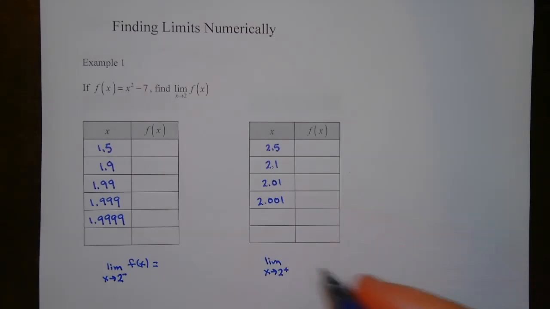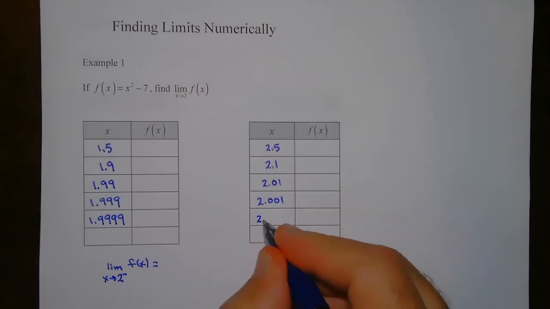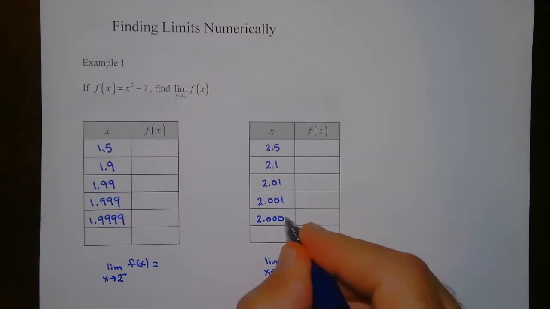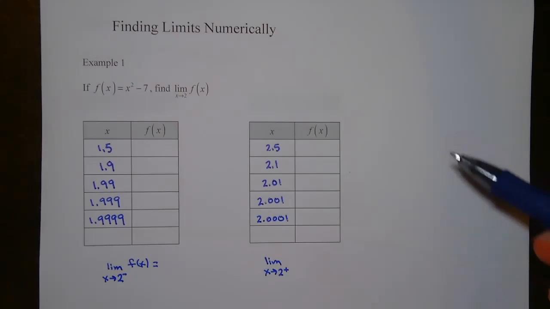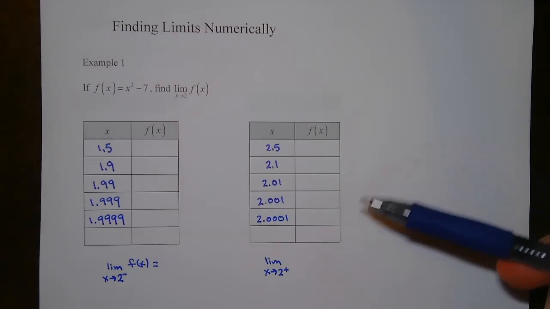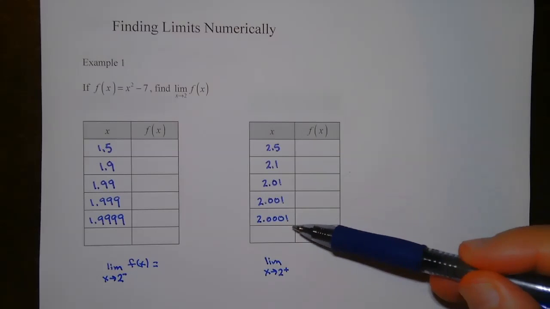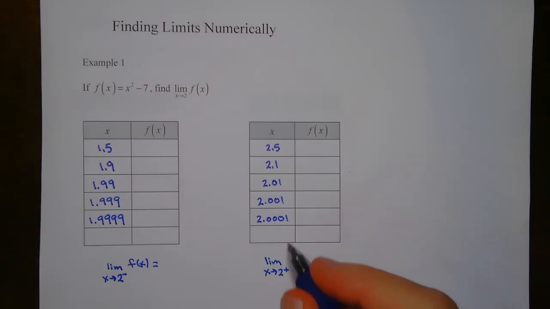And again, probably 4 decimal places is enough. So 2.0001. And what you're showing here is that x is getting close, and down here, super duper close, getting closer and closer to 2. And I should have written here f of x.